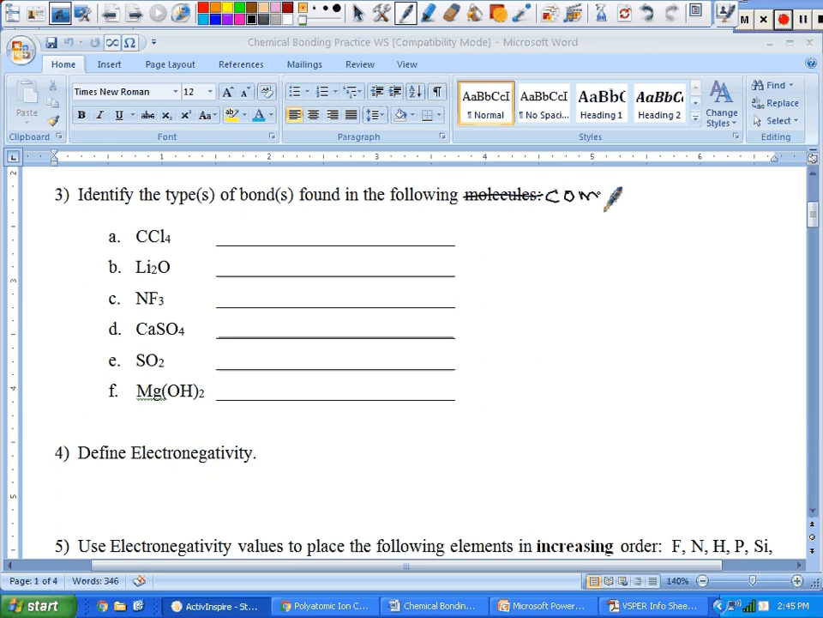Now, this is a really dumb question that I'm going to ask, but I just feel like I need to ask it. Why is it compounds and not atoms? More than one atom. Very good. I just want to make sure that we're clear on that, okay?